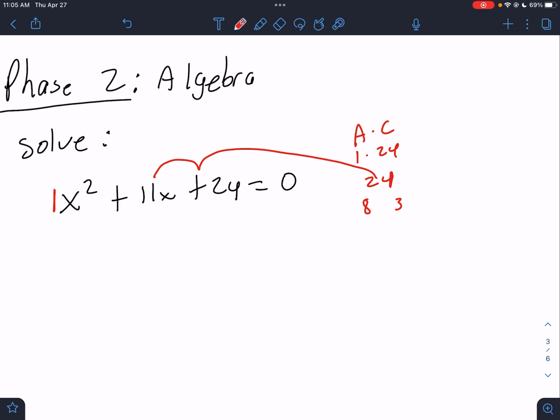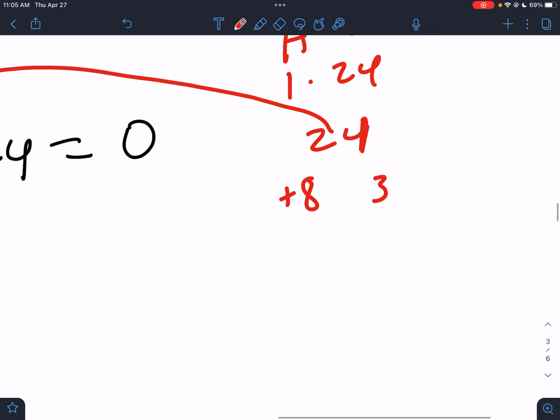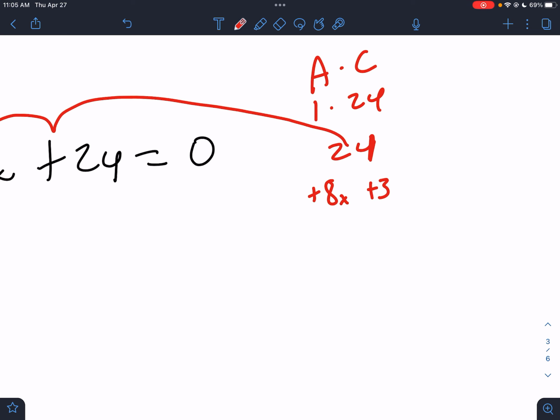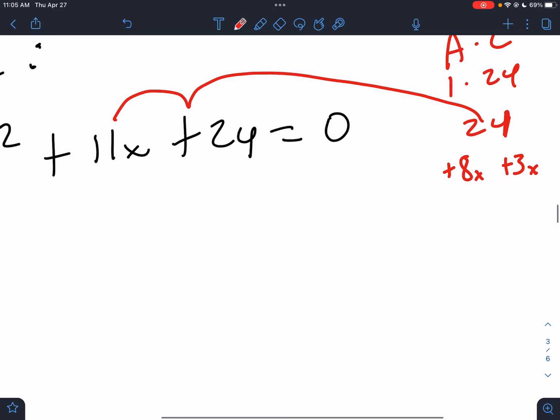Well, how do we get plus 11 from 8 and 3? It's plus 8 and plus 3. So what happens here is when we distribute, we need to get plus 8x, and we can write an x on here if we want. It's technically plus 8x plus 3x that's going to equal plus 11x. Like, that's our goal here.